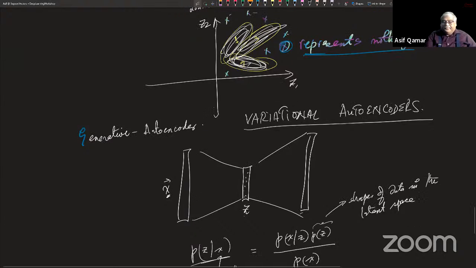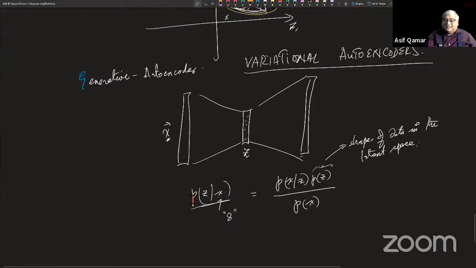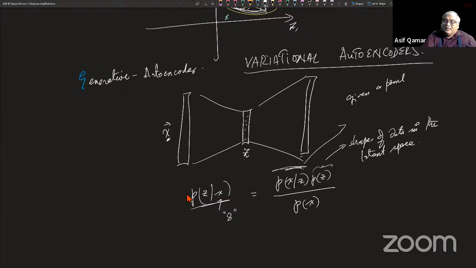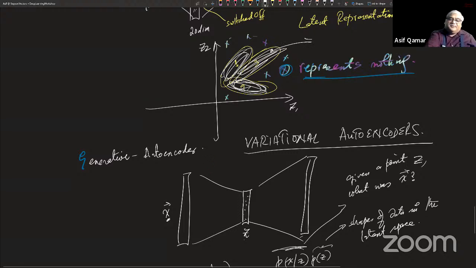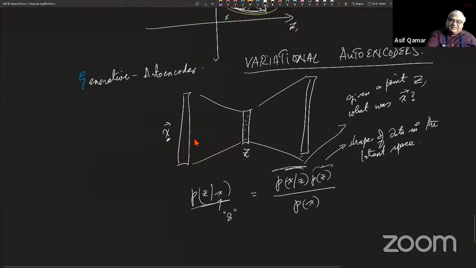Now, if you pick a point, this part is also asking a simple question. Given a point Z belonging to your latent space, what was X? And so you can figure that out. Ultimately, that is the whole point of this game, because from here you're projecting back into X outside. So this is this part of the journey. So this also is fine.